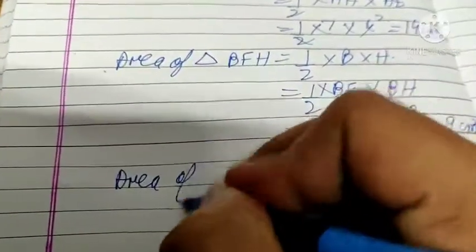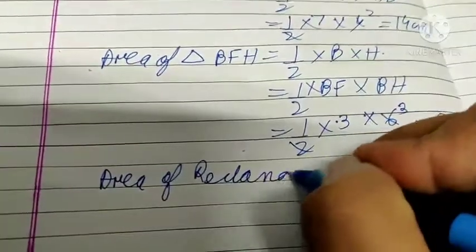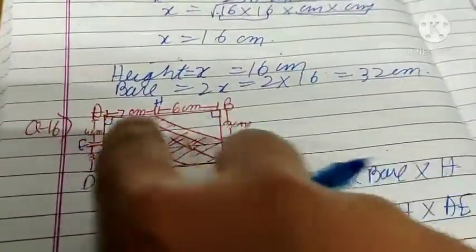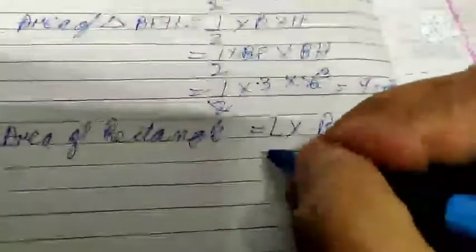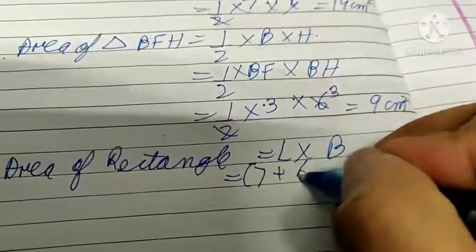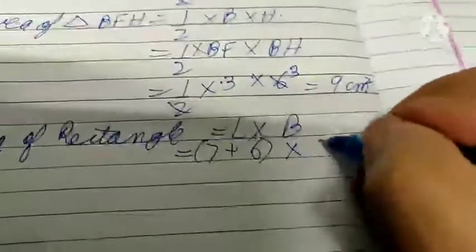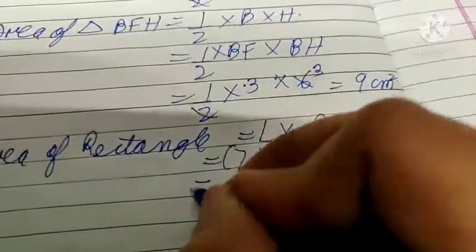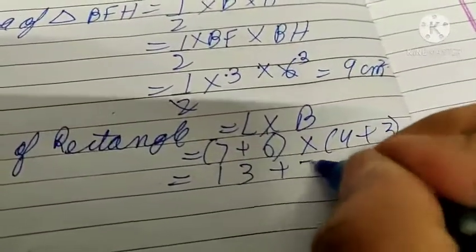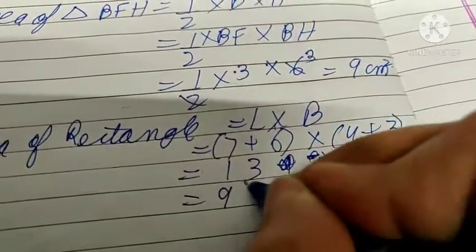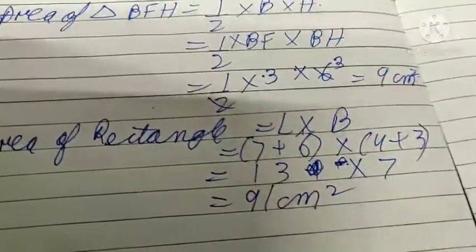Then area of the rectangle is length into breadth. Here length is DC. DC is equal to AB. What is AB? 7 plus 6. This is length and breadth is this. Breadth is 4 plus 3. This is 13 multiplied by 7. It is 91 centimeter square. So this is the area of the rectangle.